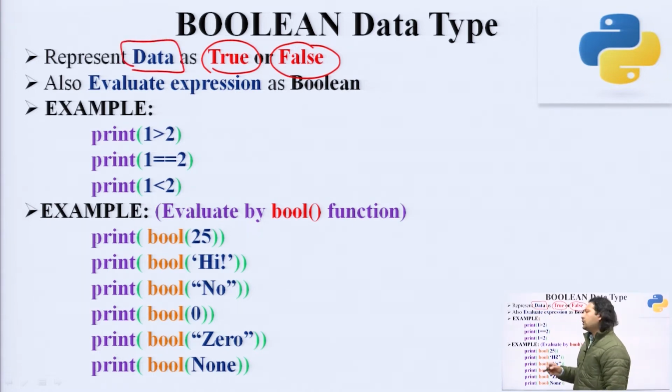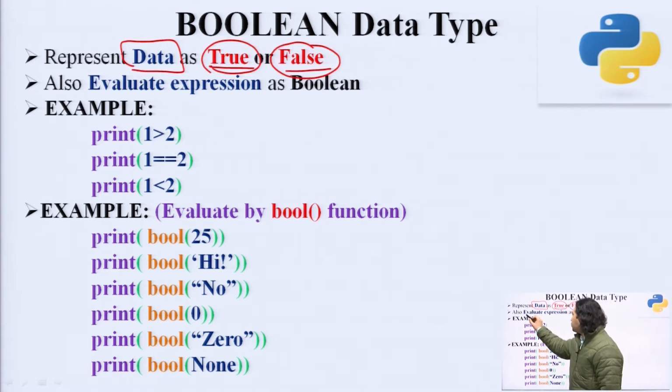So the very first thing is that true or false is used to represent data. Whatever the content of the data, if it has some meaning, then only you can say it is true, otherwise you can directly say it is false. If the data has relevant meaningful information, it is taken as true, otherwise false.